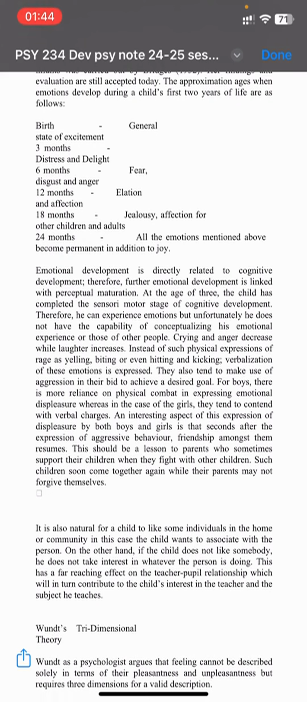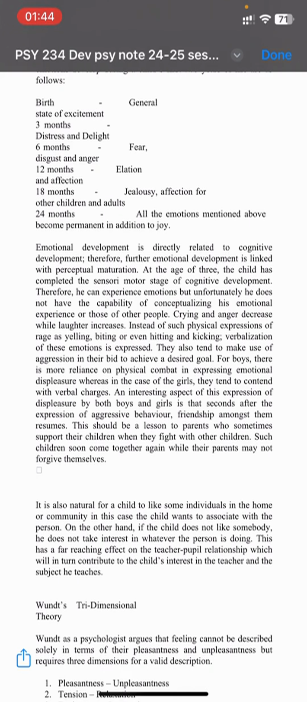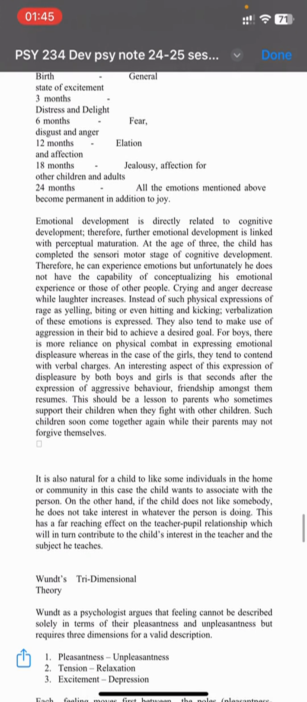So instead of what he did as a child, crying and kicking, at this point he can now speak and explain himself. They also tend to make use of aggression in their bid to achieve desired goals. For boys, there's more reliance on physical combat in expressing emotional displeasure, whereas in the case of girls, they tend to contend with verbal charges. So this book is basically saying, for guys at the age of 3, the way they express themselves is through physical combat, and for girls, they use talking, or verbal charges.